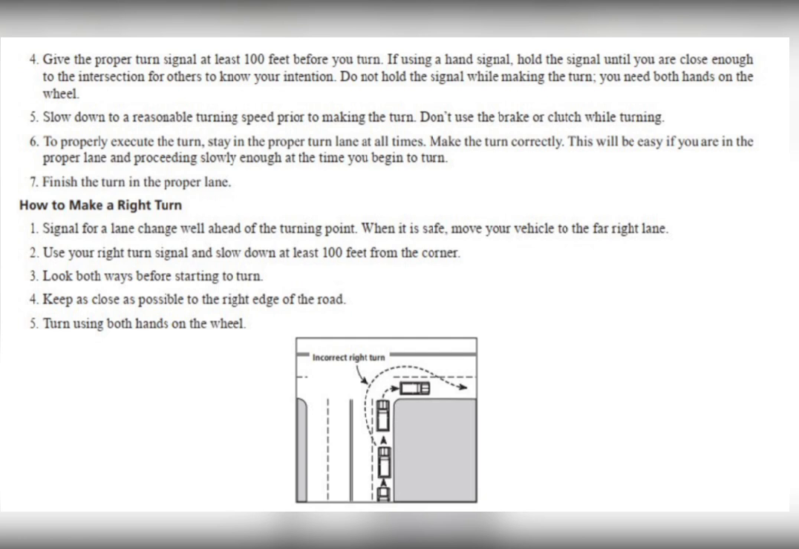How to make a right turn. 1. Signal for a lane change well ahead of the turning point. When it is safe, move your vehicle to the far right lane. 2. Use your right turn signal and slow down at least 100 feet from the corner. 3. Look both ways before starting to turn. 4. Keep as close as possible to the right edge of the road. 5. Turn using both hands on the wheel.